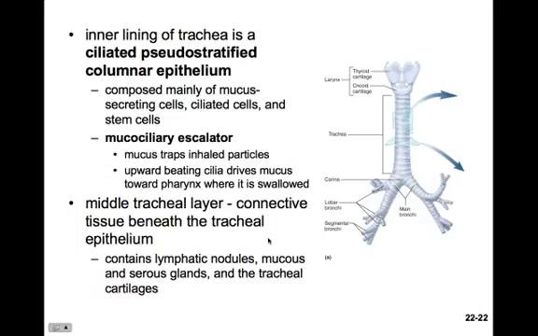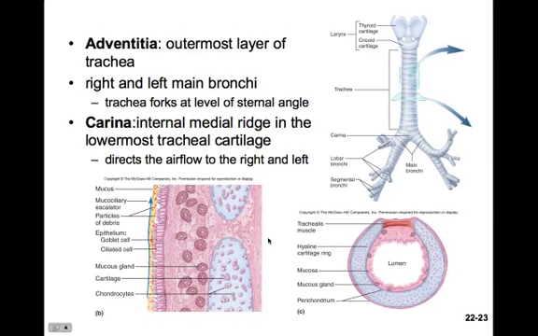The middle layer is connective tissue that's beneath the tracheal epithelium. It contains lymphatic nodules, mucus, and serous glands, as well as the tracheal cartilages. The outermost layer is the adventitia. The adventitia connects the trachea to the other organs in the mediastinum.